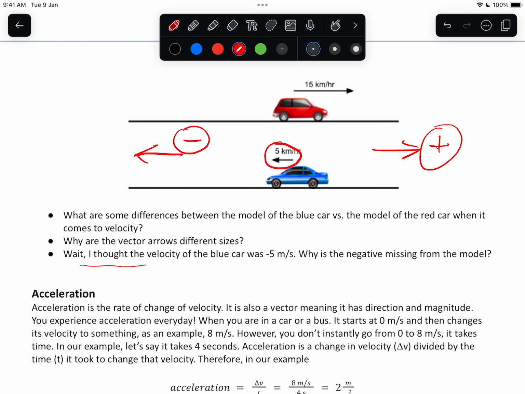Wait, I thought the velocity of the blue car was -5. Why is the negative missing from the model? Well, the negative is missing from the model because the direction is given by the arrow. And if the direction is given by the arrow, we don't necessarily need to put the negative in front of the 5 kilometers per hour. Okay, so that's the difference between speed and velocity.